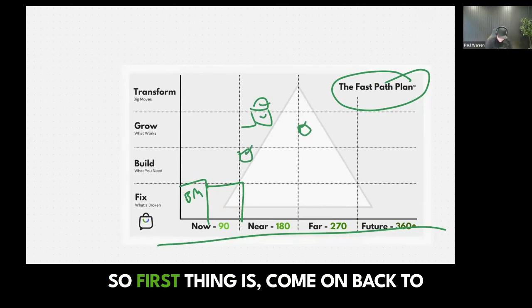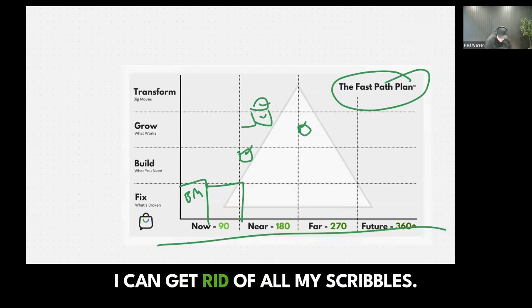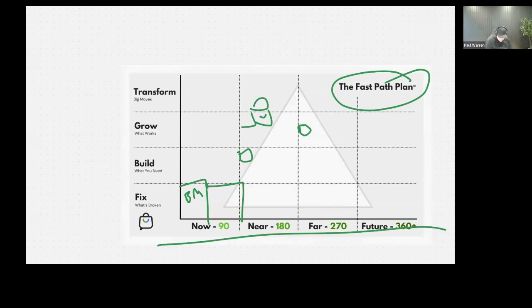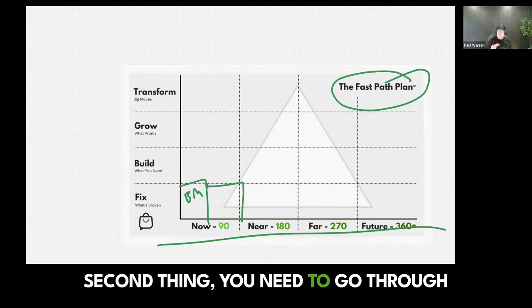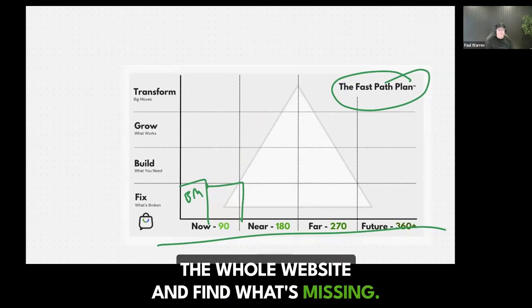So first thing is, can I backtrack and get rid of all my scribbles? There we go. That's better. Second thing, you need to go through the whole website and find what's missing.